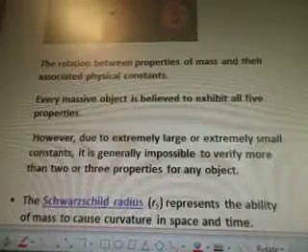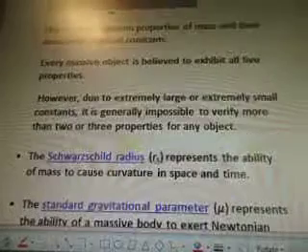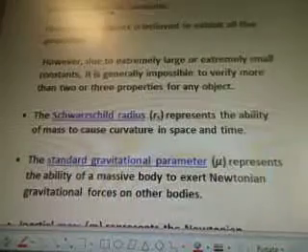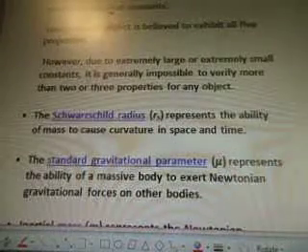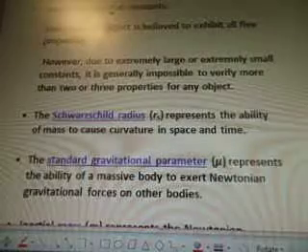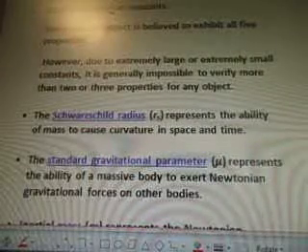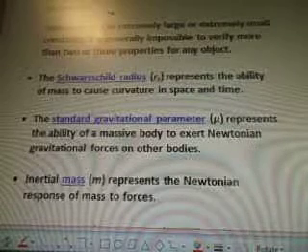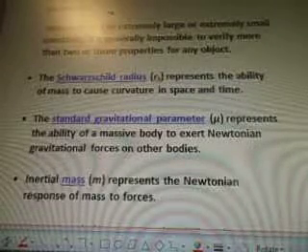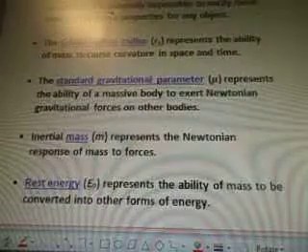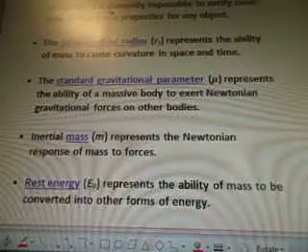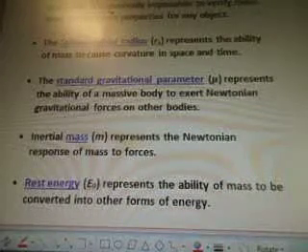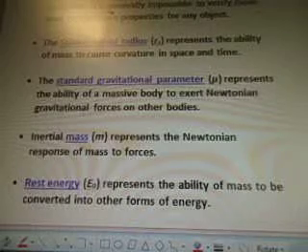The relation between properties of mass and their associated physical constants. Every massive object is believed to exhibit all 5 properties. However, due to extremely large or extremely small constants, it is generally impossible to verify more than 2 or 3 properties for any object. The Schwarzschild radius, or RS, represents the ability of mass to cause curvature in space and time. The standard gravitational parameter, which is the funny little U with the tail, represents the ability of a massive body to exert Newtonian gravitational forces on other bodies.